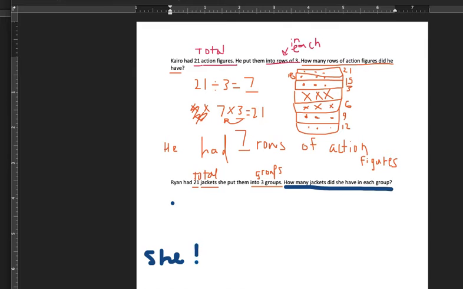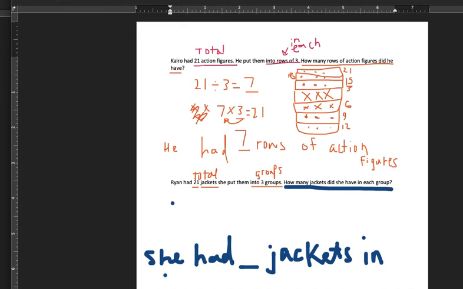She had blank jackets in each group. Cool. So I set up my answer statement. So my answer should make sense. It should make sense. Let's get started.